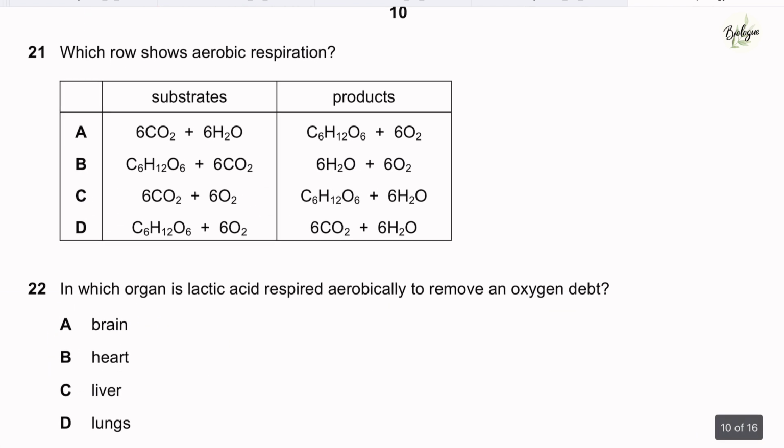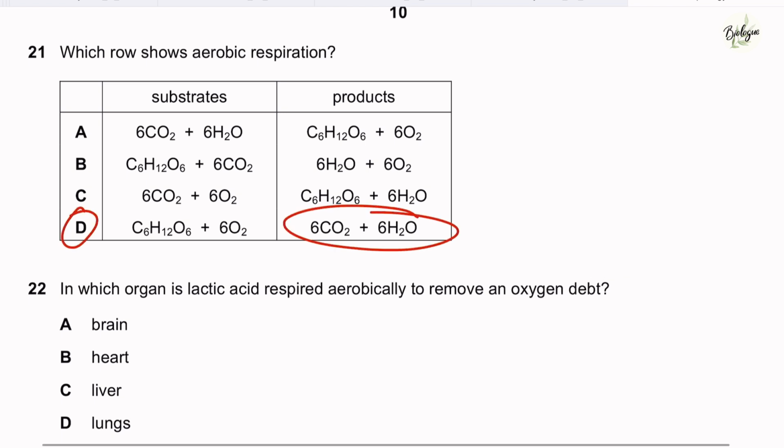Question 21. Which row shows aerobic respiration? Aerobic respiration, remember, we do not have the production of lactic acid. We have the production of carbon dioxide and water. So the products are carbon dioxide and water. So automatically the answer is D.